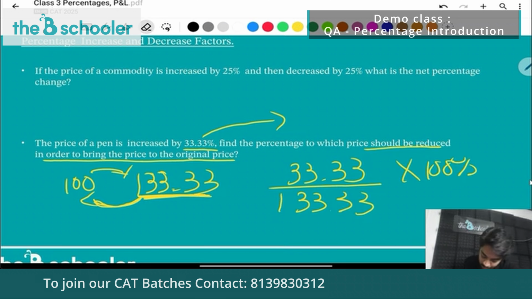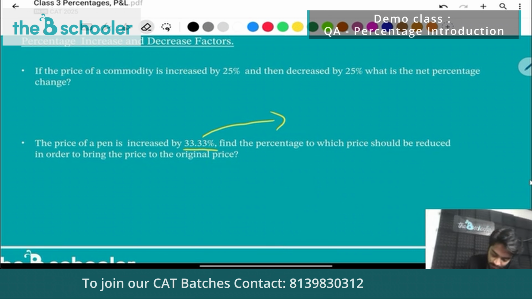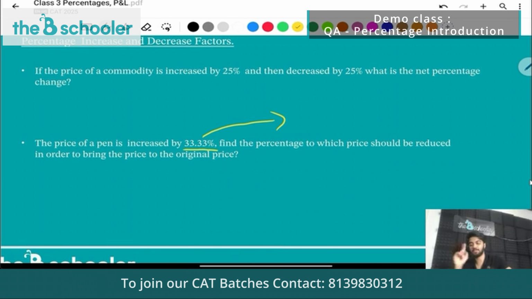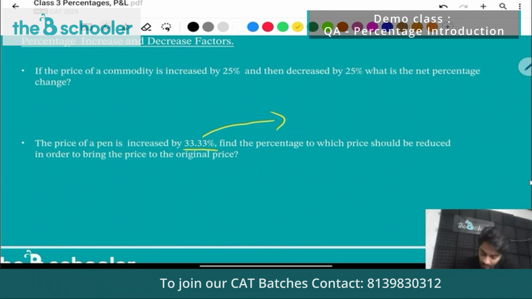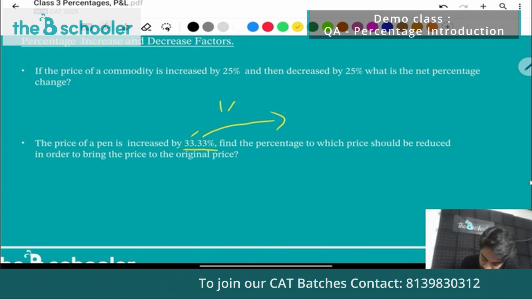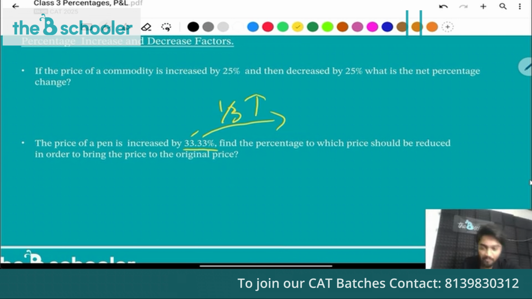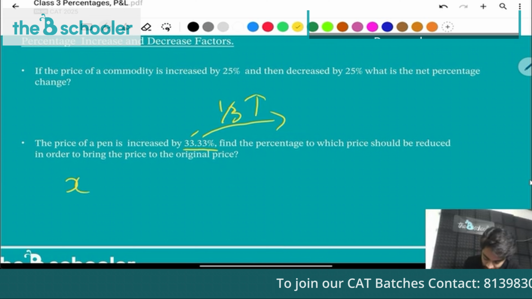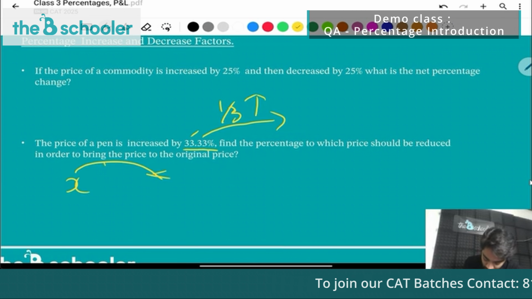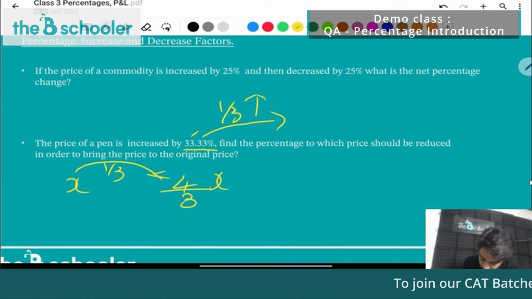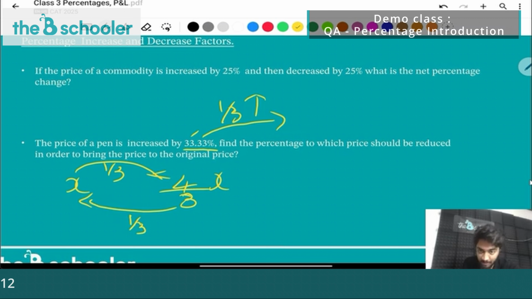Now if you're comfortable with percentages and fractions, percentages to fractions and fractions to percentages, you can say this is 1 by 3 increase. Let's assume the price is x. Now if you increase it by 1 by 3, you get the new price as 4 by 3x, which was nothing but 133.3 percent of x. Now 4 by 3x, you have to make it back as x. That means you have to reduce 1 by 3 again. Right? You have to reduce 1 by 3.